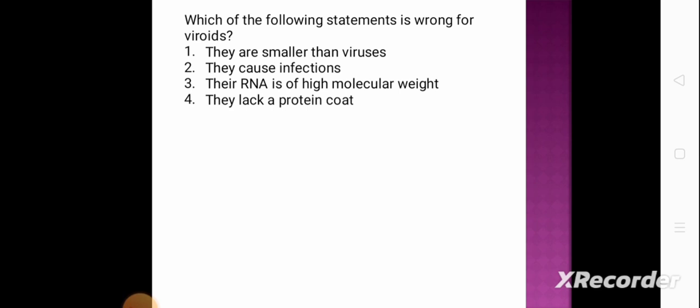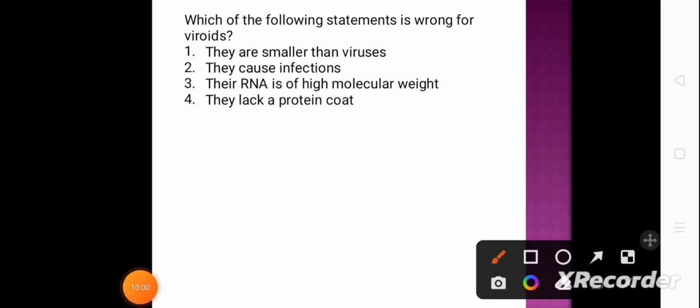Next question. Which of the following statements is wrong for viroids? Option 1. They are smaller than viruses. Option 2. They cause infection. Option 3. Their RNA is of high molecular weight. Option 4. They lack a protein coat. So the first option, that they are smaller than viruses, is correct. They cause infection, it is also correct. They cause potato spindle tuber disease.